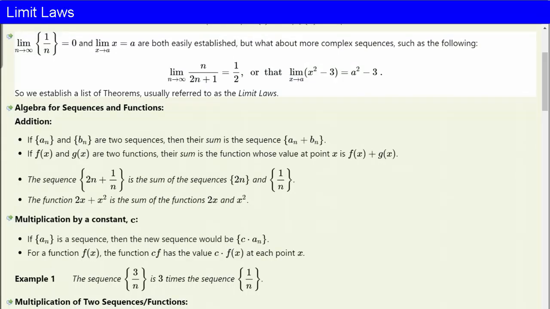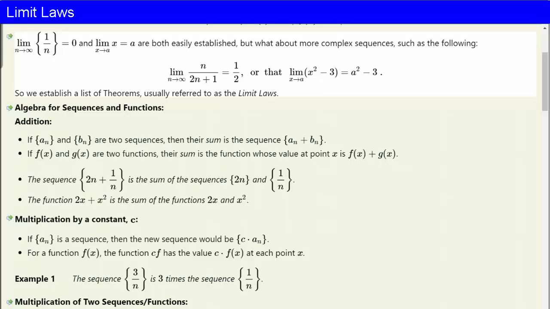It's easy enough to use these definitions to show that the limit as n tends to infinity of 1 over n is 0, or that the limit as x tends to a of x is a, but there are uncountably many other sequences and functions to deal with. We really don't want to go through this entire process again if we want to show, for example, that the limit of n divided by 2n plus 1 is a half, or that the limit as x tends to a of x squared minus 3 is a squared minus 3.